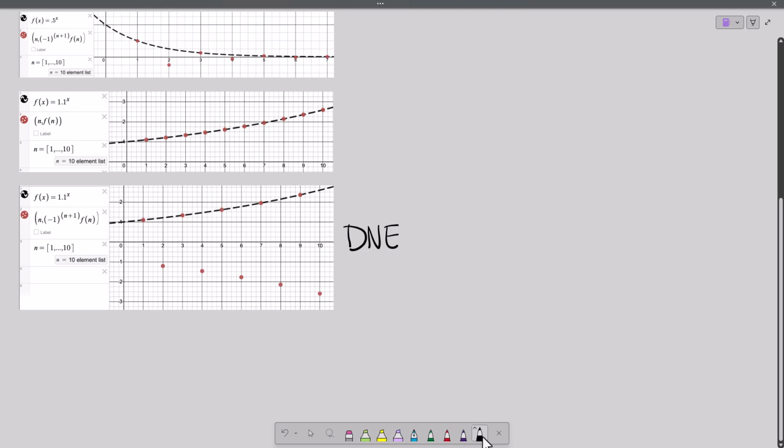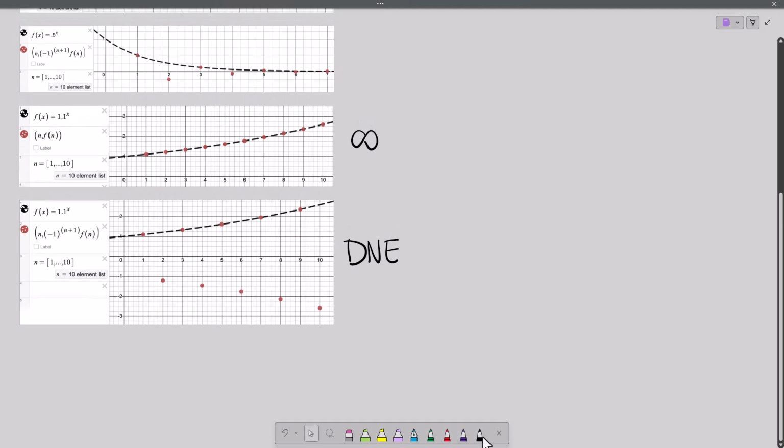This one does not exist, but you can be descriptive about how it doesn't exist. It doesn't exist because the numbers are going towards plus infinity. It's true that this does not exist. The limit only exists if there's a single number that it is getting closer and closer to.